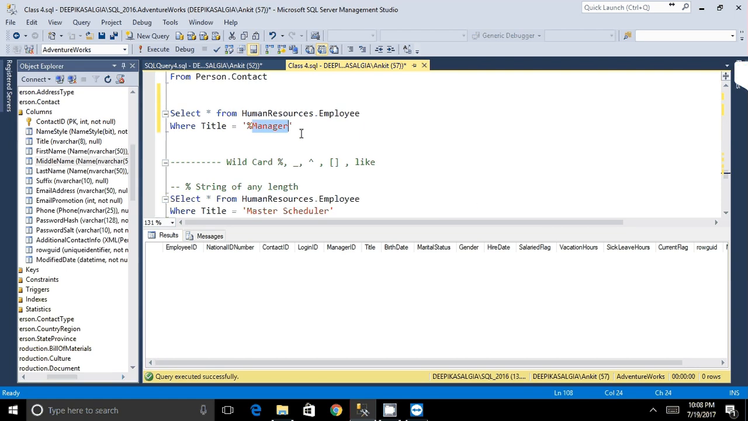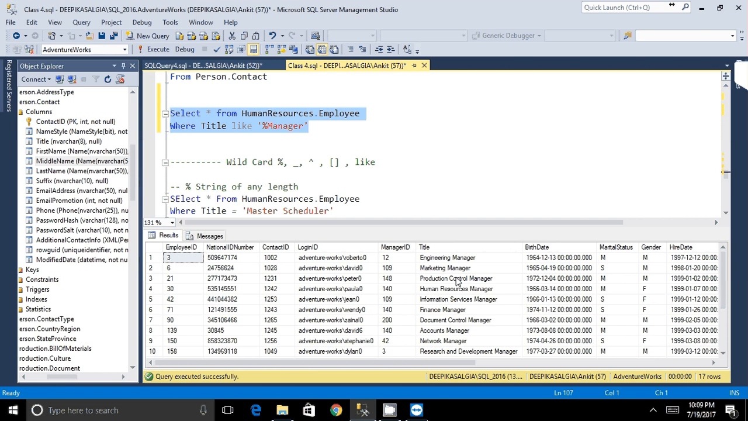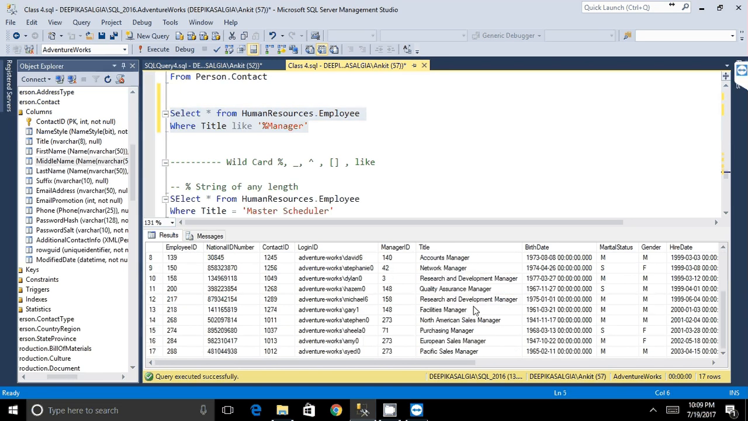Clear? What the percent is? Percent represents a string of any length. So in here you can have any alphabet, any character, any number, any length, any number of words, any number of letters, you can have anything. So wherever it ends with manager, you're going to get all those titles. But you have to have like in here. So if I do like percent manager, I'm going to get all those titles which end with manager.